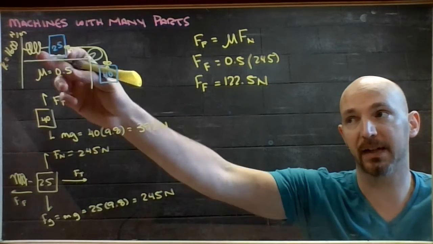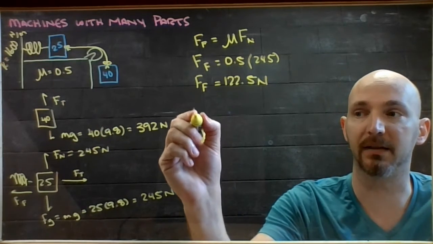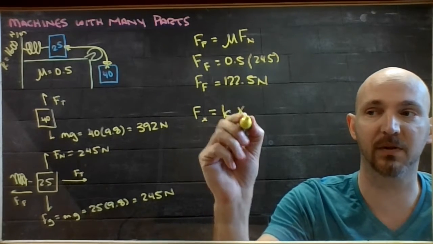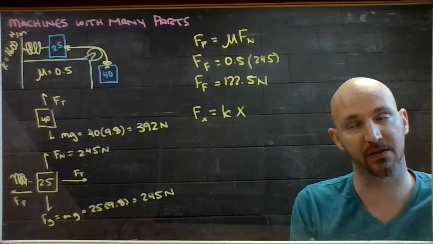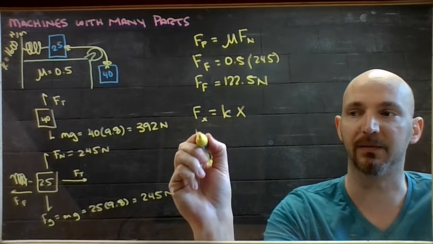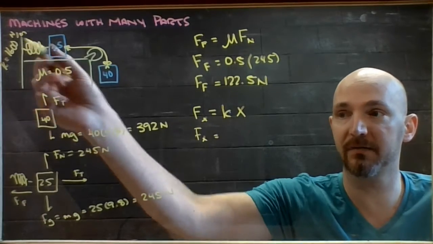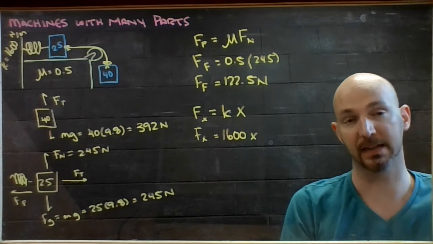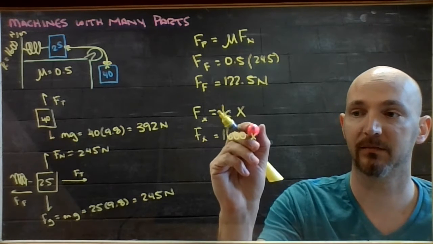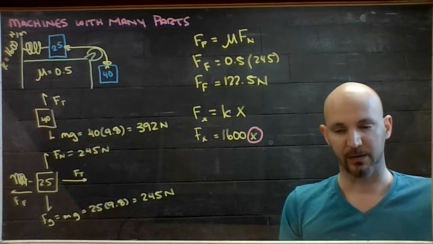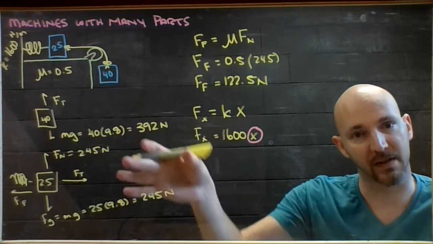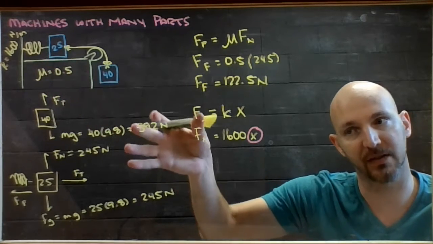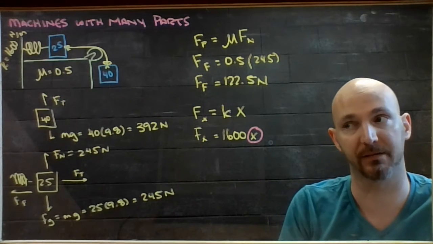The only thing I haven't dealt with then is the spring, and spring forces, Fx, are the spring constant multiplied by the amount the spring has stretched. So if I fill in the k, which I have, 1600, what I don't have is this thing right there. So what you're going to be asked for a machine like this is how much would this spring have to be stretched in order to hold the whole thing still.